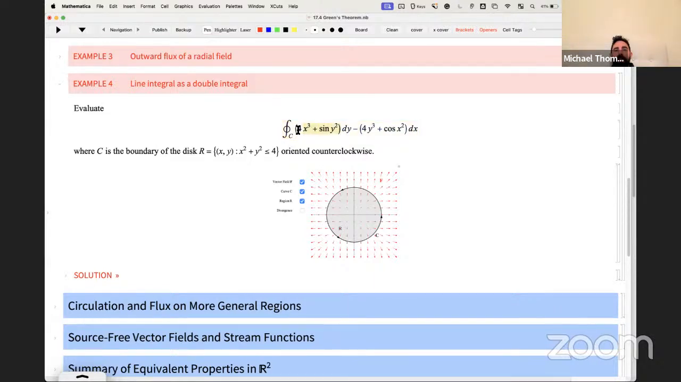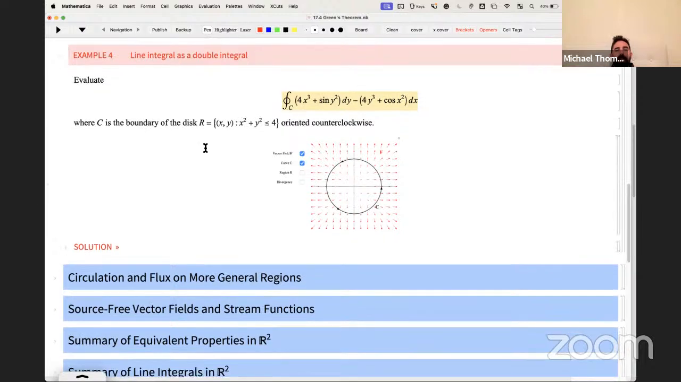So we've got some function there, dy, minus some other function dx. Because it's in this form, this is a flux integral. What this is calculating is the flux of the vector field on C. Now, if it was written in the form dx plus, and then there was a dy there, then it would be circulation on C. So it's just because of the form.